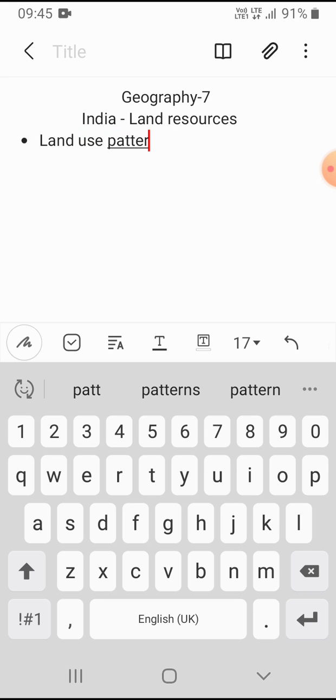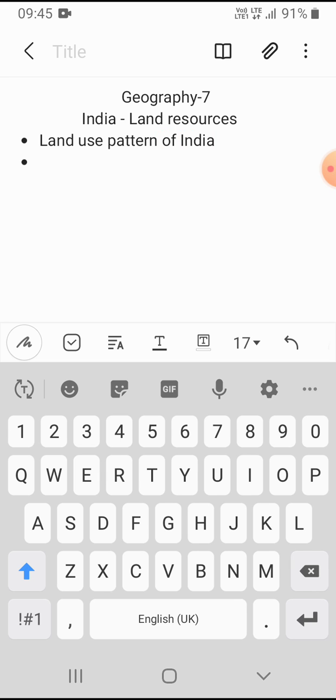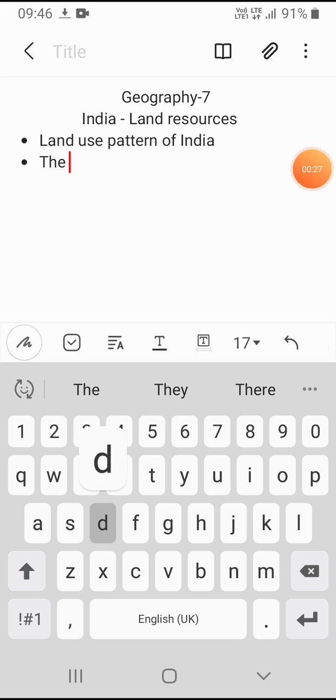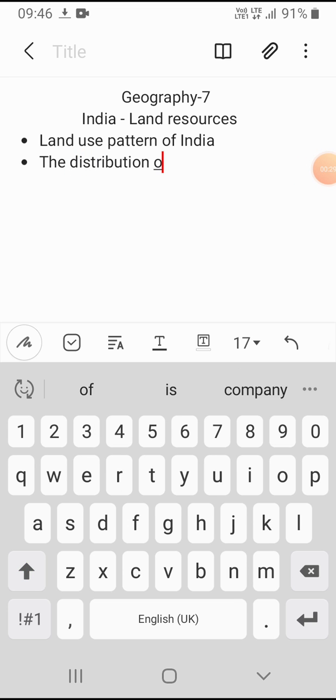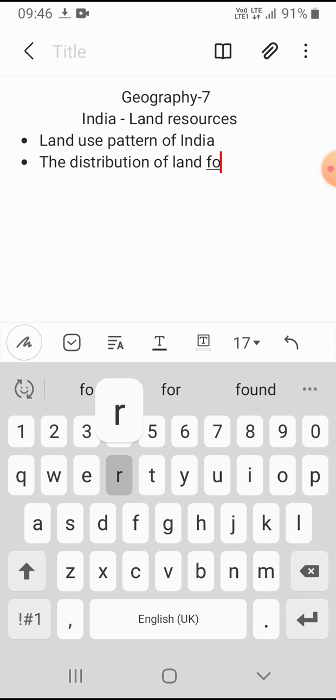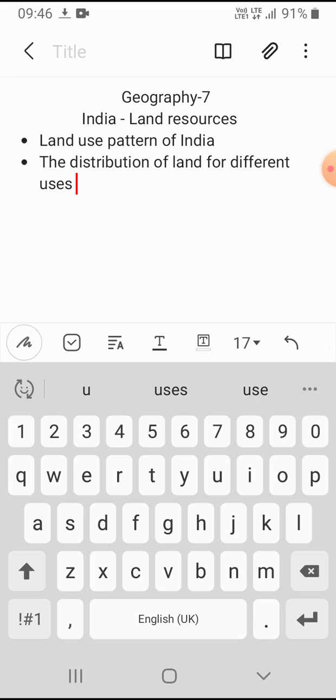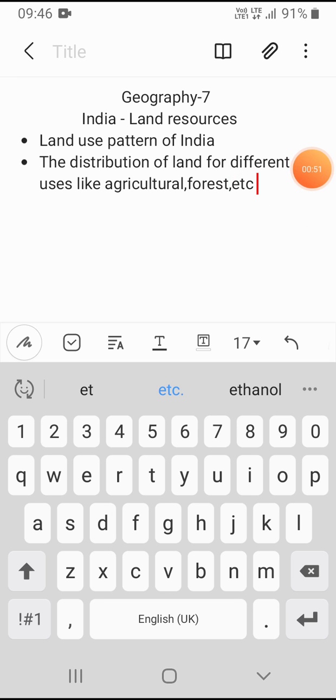You may think, what is this? I will explain. The meaning of land use pattern of India is the distribution of land for different uses, like agriculture, forest, and other things. It is called the land use pattern.